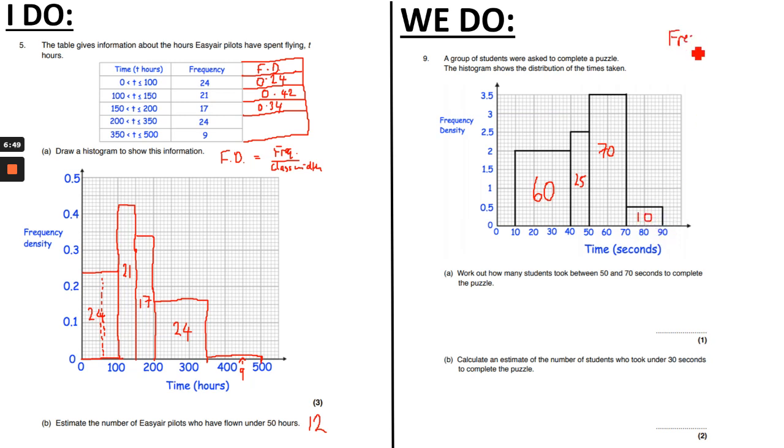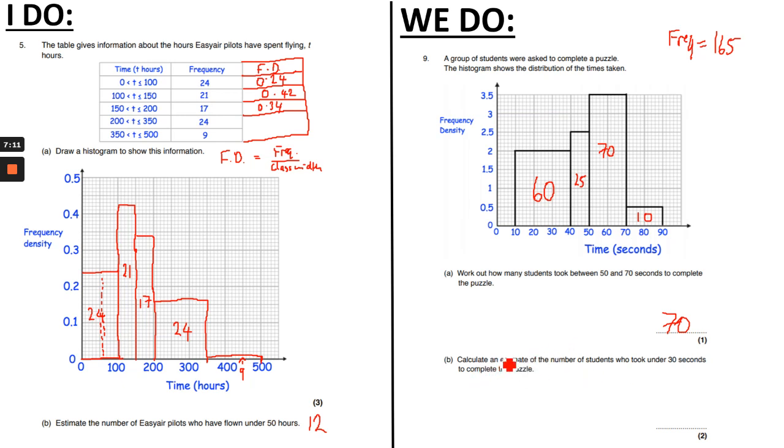So overall, if we add all of these together, I'm going to use a calculator just so that I am less likely to make a mistake. You get 165 in total. Now it says work out how many students took between 50 and 70 seconds. Well, we've already worked that out. That's going to be 70 students.